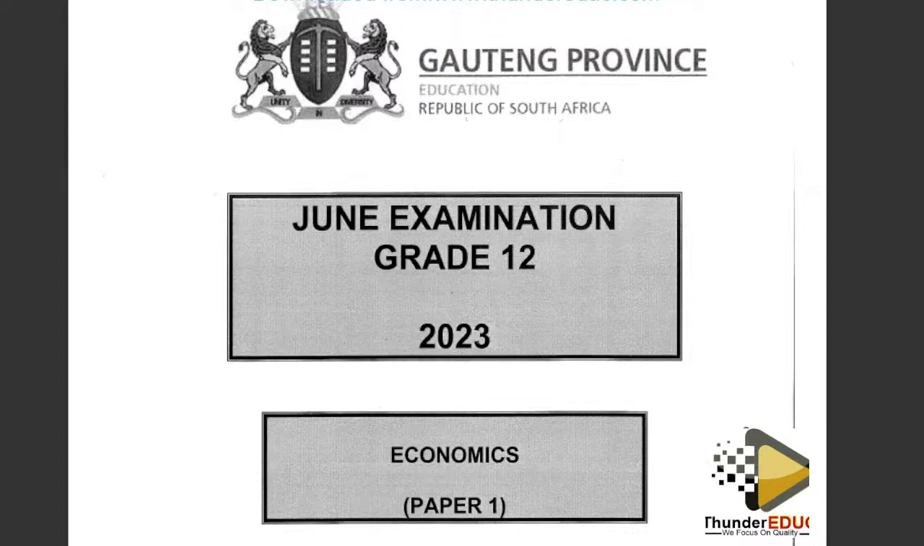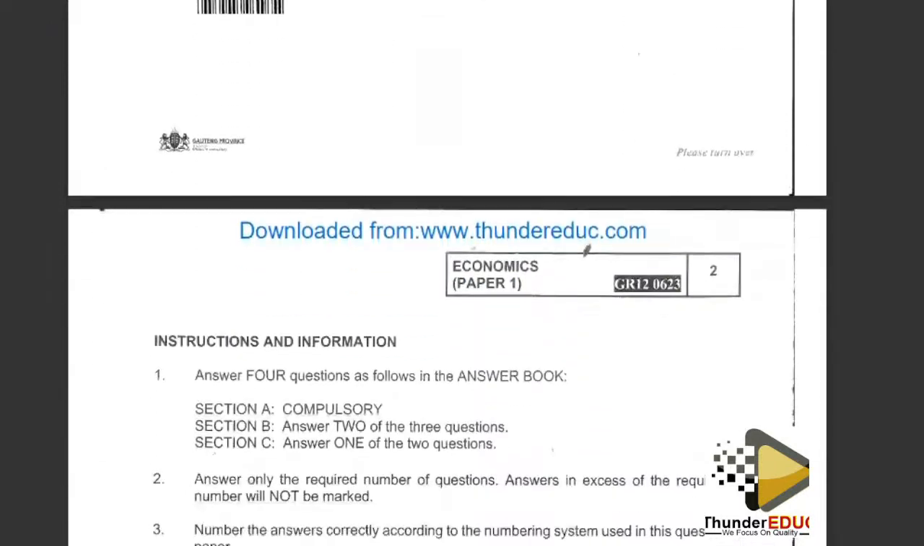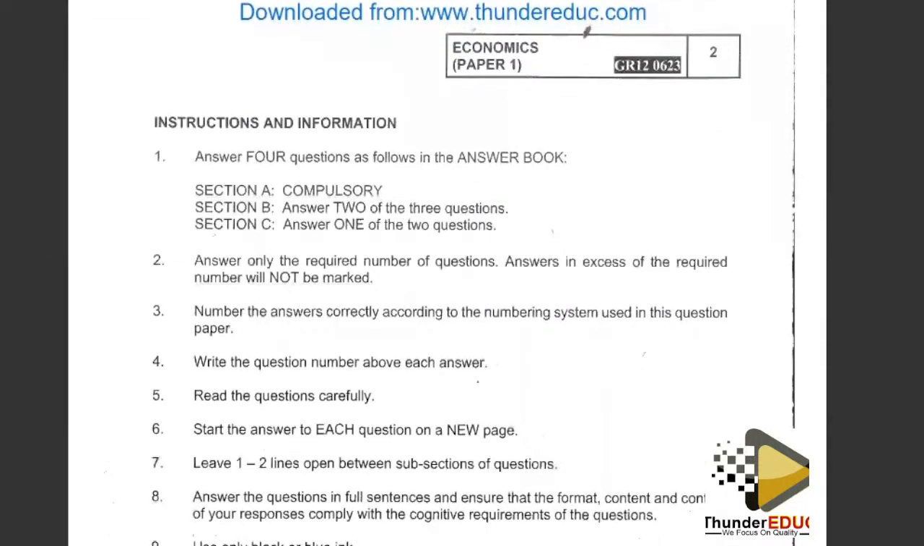The paper that we are actually going to discuss is the June exam 2023, economics paper one. So remember, the duration of the paper is 2 hours. And remember, before you kickstart in answering any question, you should always make sure that you go through the set of instructions and information in that particular paper. So now, if we throw our eyes on this screen, we see that we have the instructions there that run from 1 up until 8.